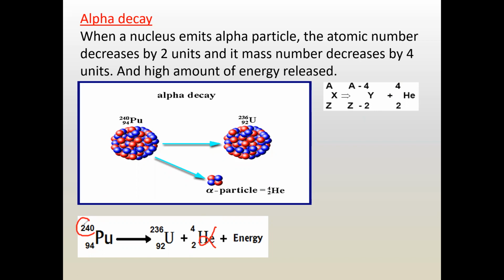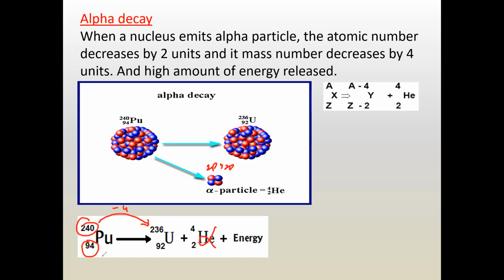So if it is 240 and 94, when it emits out alpha, alpha means two protons and two neutrons. So when two protons and two neutrons come out, how much will the mass decrease? Because the nucleon number is a sum of proton and neutron, the mass will decrease by 4. So that's why 240 minus 4, so it will be 236.